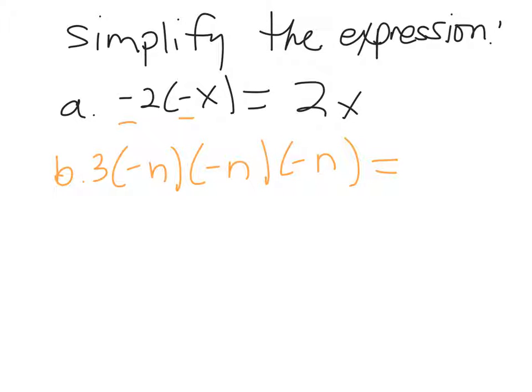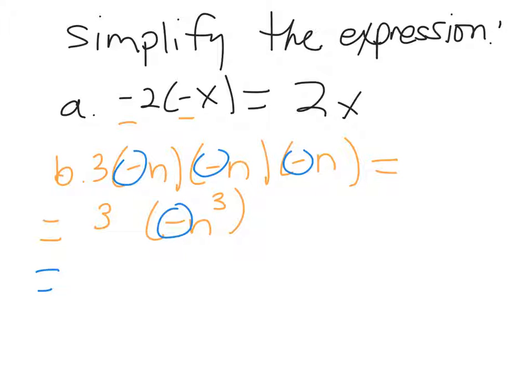Now the next example is a little bit more complicated, not much, but so we have 3 times negative n times negative n times negative n. So the first step in simplifying it, we have 3, and then we have negative n to the third power. And we know because there's 3 minus signs here, 1, 2, 3, that we're going to have a minus sign right there when we simplify it.